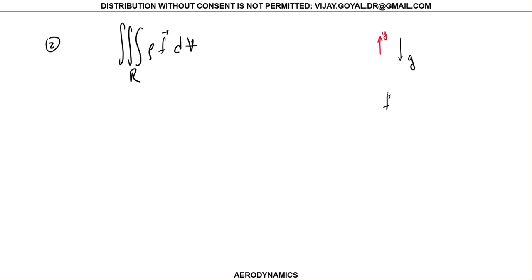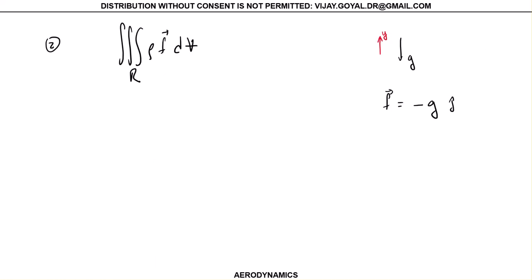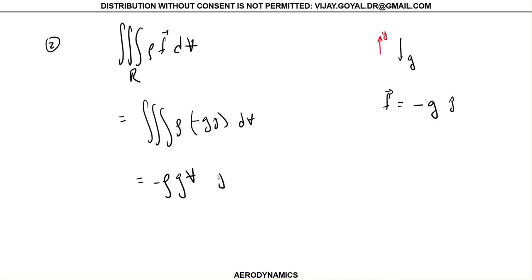So in this case, your body force will be minus g in the direction of j, not k, because you're working in the y direction. Therefore, this total volume will be the triple integral of rho times minus g j over the volume, which is nothing else than minus this times the volume in the j direction. Replacing all the values, you find this is equal to minus 9.173 j.